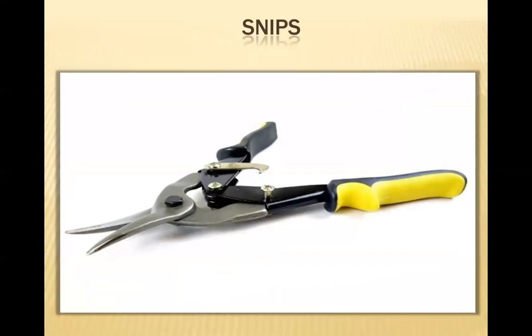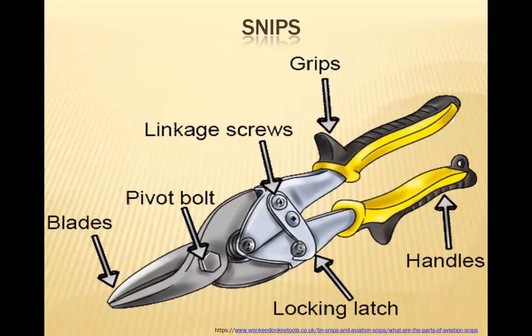Right. A similar tool is snips. It also has handles. It also has that joint or pivot point. And it also has jaws that have blades, but they are shaped a little bit different. These blades are shaped to cut sheet metal, not wires. And this is the anatomy of that. Handles, we got the grips, and here's the joint that in this case is called a pivot bolt, and it does have blades. And there's a bit of a locking latch for storing purposes. You just latch that on so this whole thing stays in a closed position.